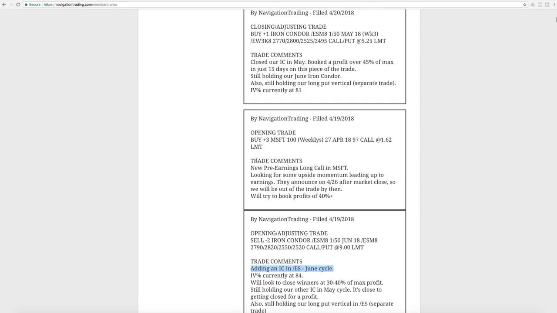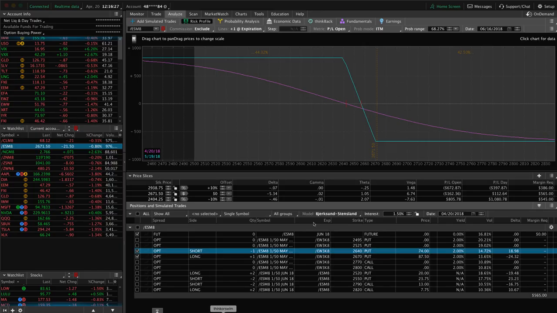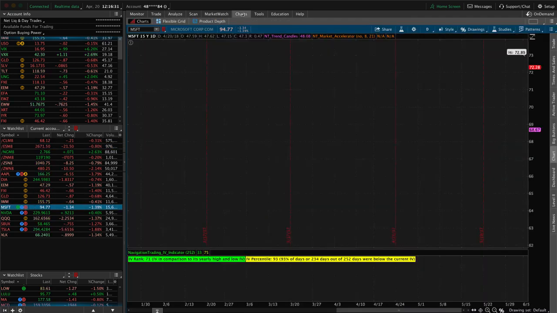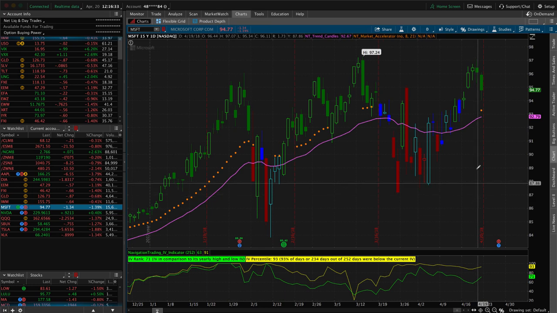Next trade was an opening trade in Microsoft. So I mentioned we put on and took off that pre-earnings long call, booked a nice profit over 65% in just one day. And then Microsoft yesterday came down in price a little bit, and implied volatility still hadn't expanded too much. So we added another long call on this day here.